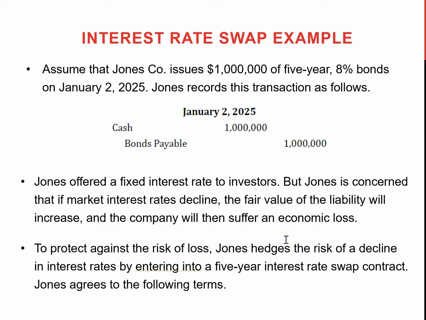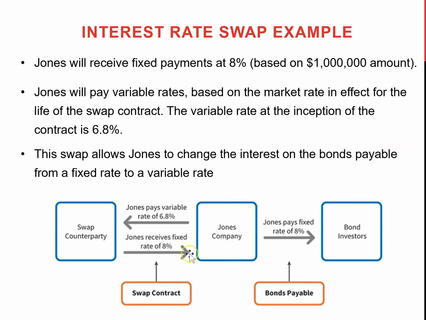So to protect against this loss or the fluctuations or decline in interest rates, Jones entered into a 5-year interest rate swap contract, and the condition of this contract is that Jones will pay the other counterparty who signed the swap contract with Jones.